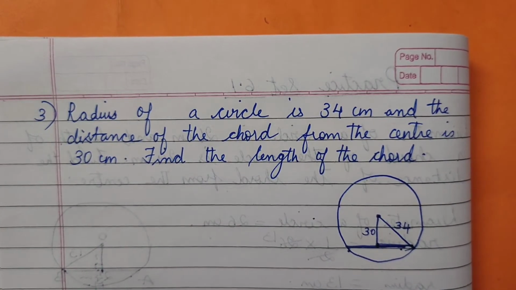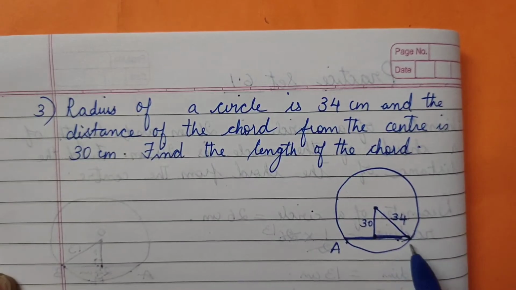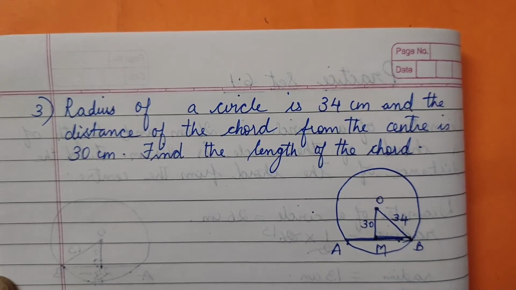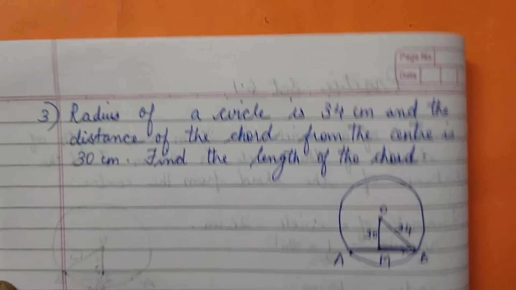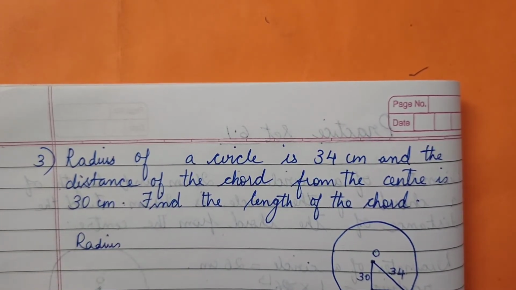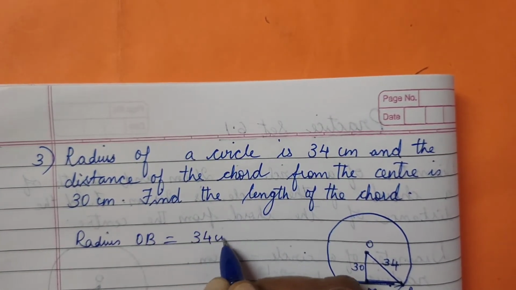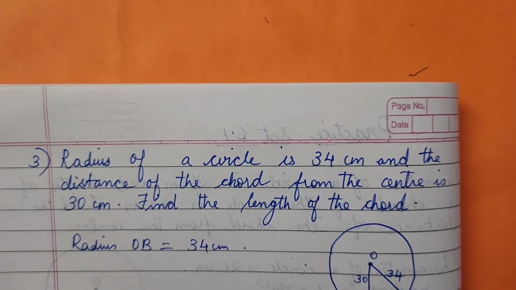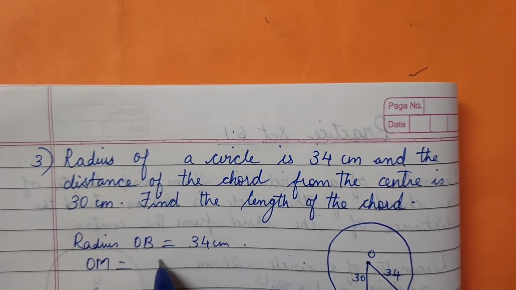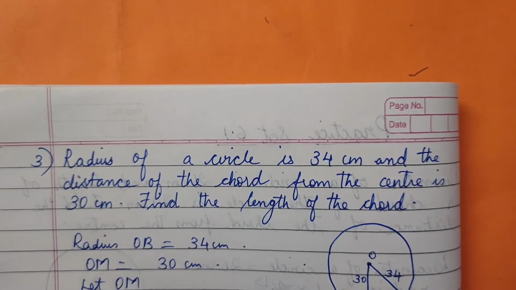Let's start with this one here. First, we will write what has been given. Before that, we have to name it. It's AB, and this is O, and this is M here. We are going to find the base square with the help of the formula. Radius OB equals 34 centimeters, and OM is 30 centimeters given.